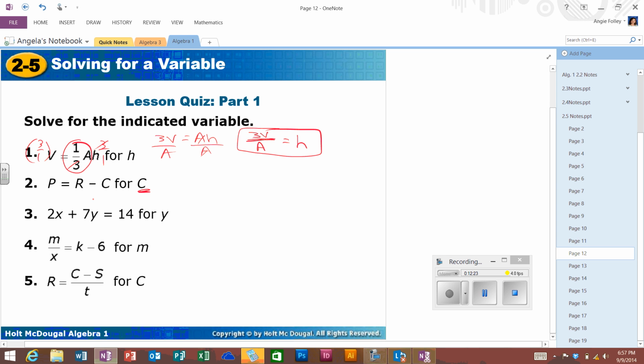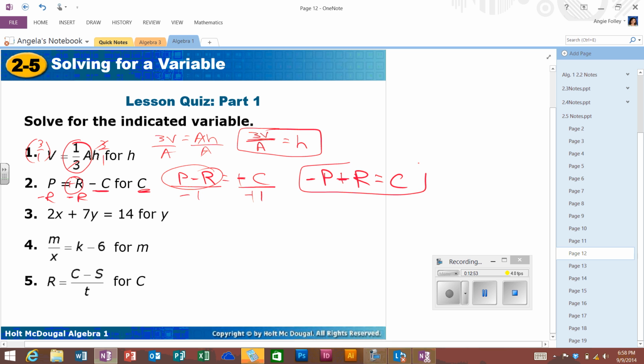Solve for c. This is a little tricky, okay? Let me show you a way you could do this. Well, we have an added r here, so I could subtract the r. However, if you do this, we'll have p minus r equals a negative c. You need to divide the whole thing by -1 to get rid of that negative sign. So that now makes this a negative p and a positive r equal to c. You could have also moved the c over first, and that would give you p plus c equals r, and then move the p over. You could have done it that way.